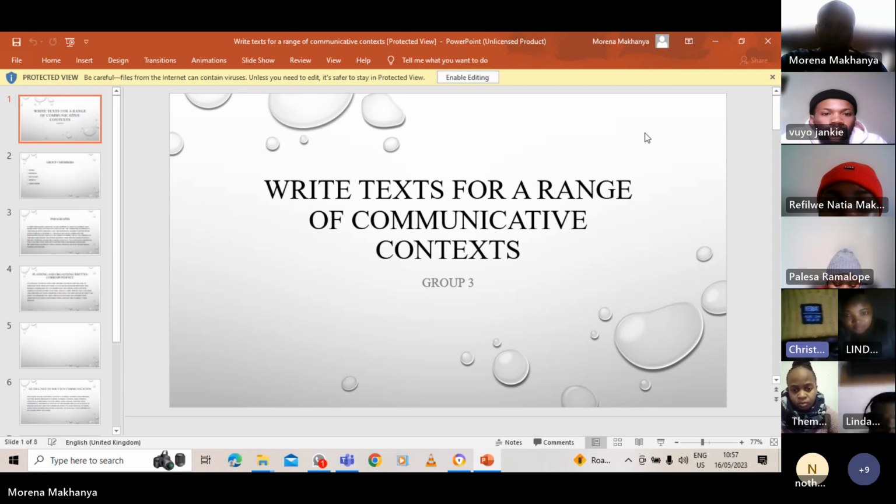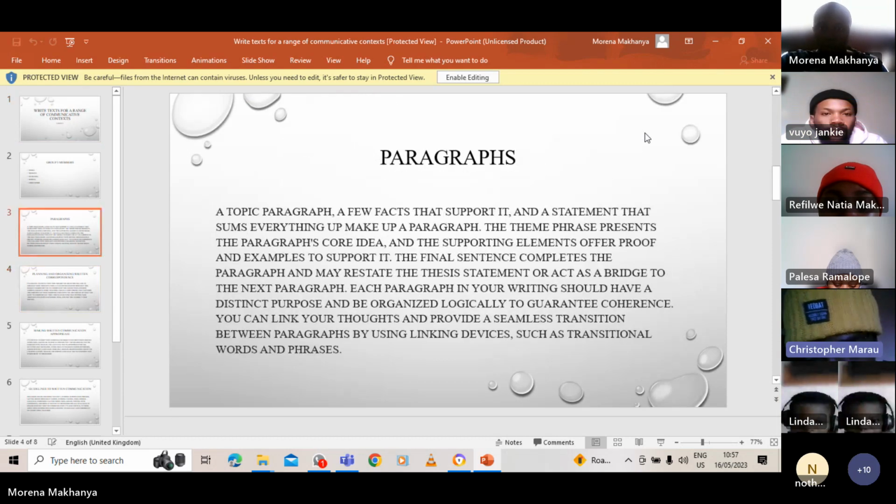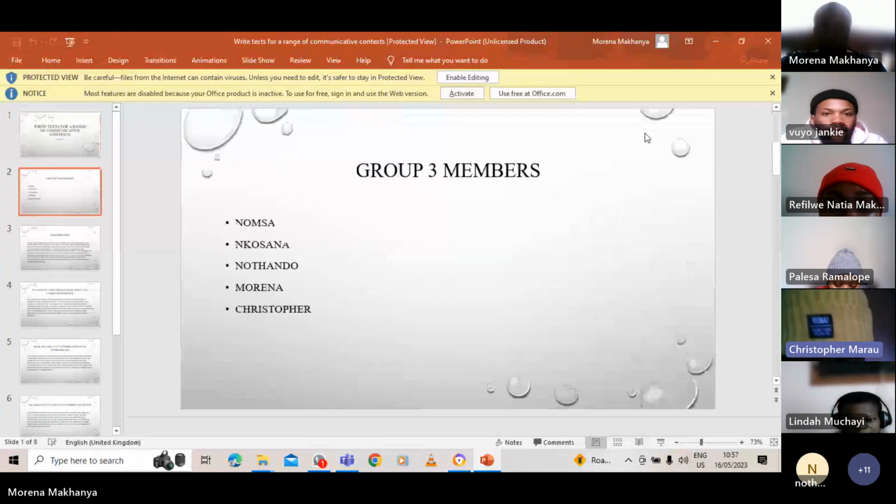Write text for a range of communicative contexts. Okay, let me try to zoom. Group 3 members: Nomsanko Sana, Notando Morena, and Christopher.